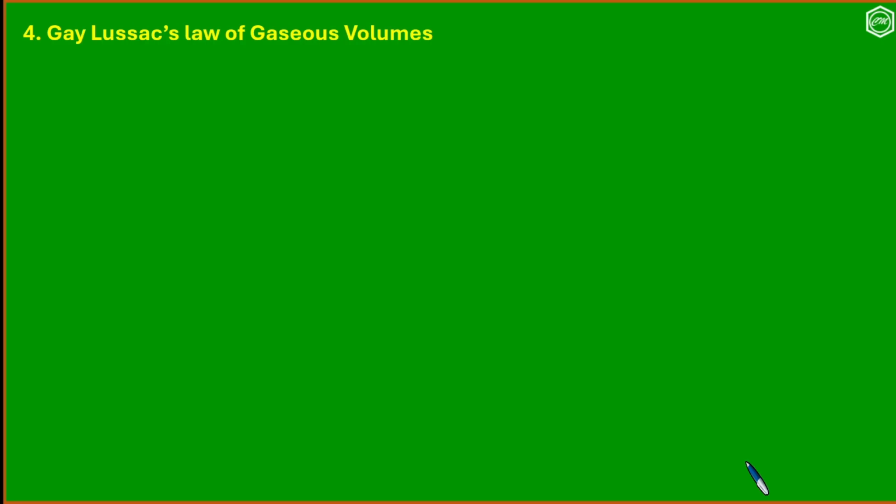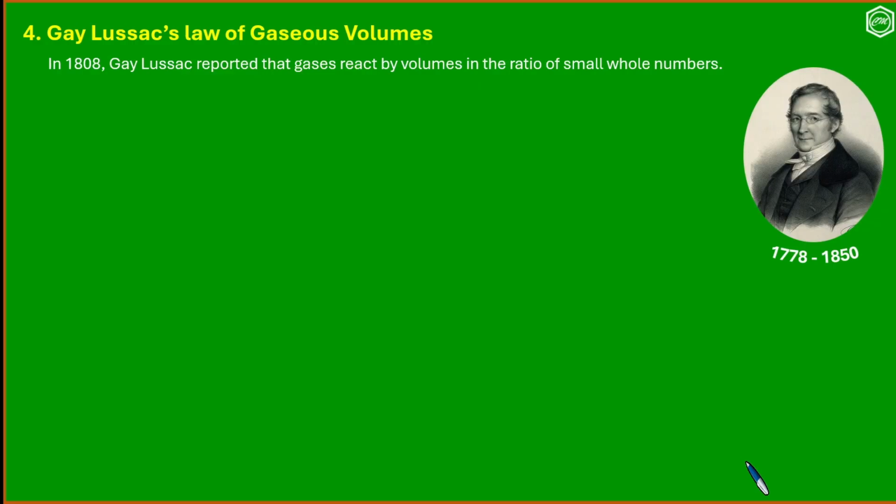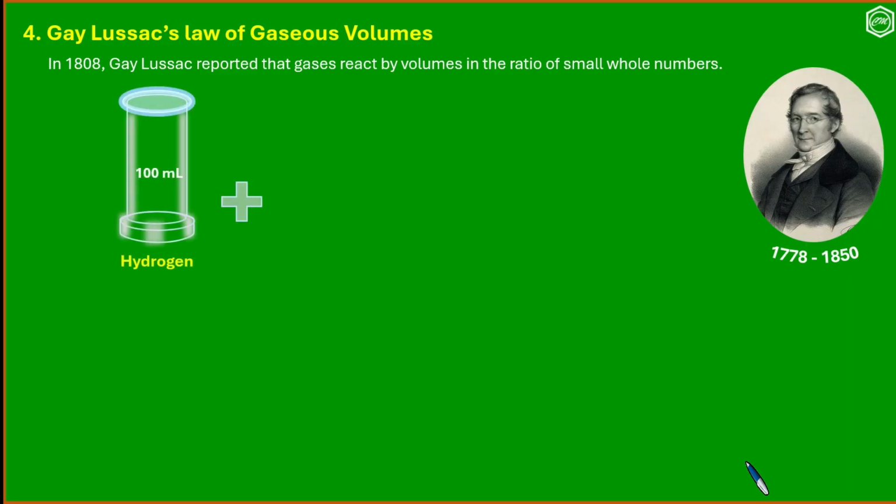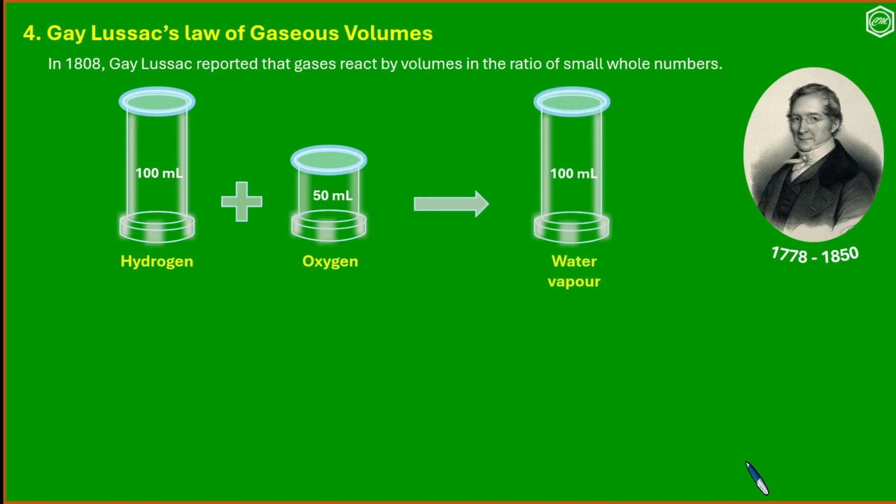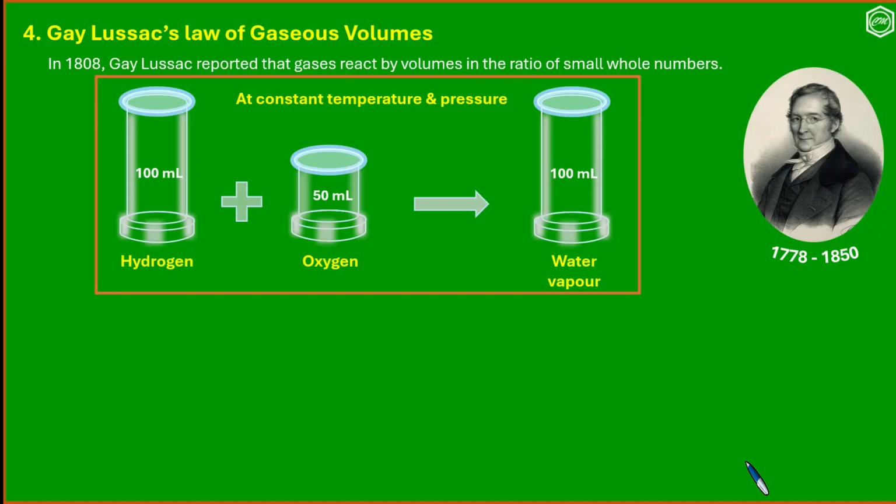The fourth law is Gay-Lussac's law of gaseous volumes. In 1808, Gay-Lussac reported that gases react by volumes in the ratio of small whole numbers, provided all gases are at the same temperature and pressure. Thus, 100 ml of hydrogen combined with 50 ml oxygen to give 100 ml water vapor. All are at the same temperature and pressure. Now, volume of hydrogen is to volume of oxygen is 100:50 or 2:1.